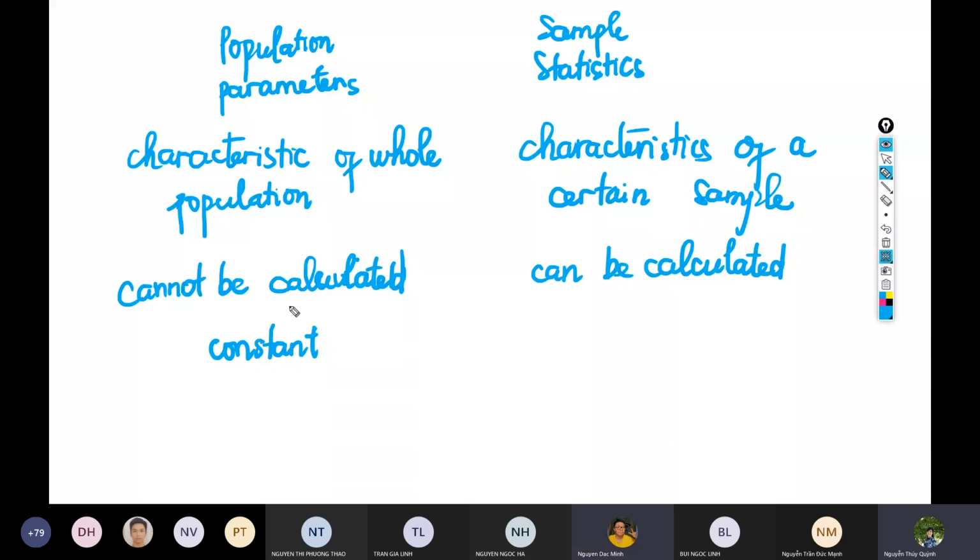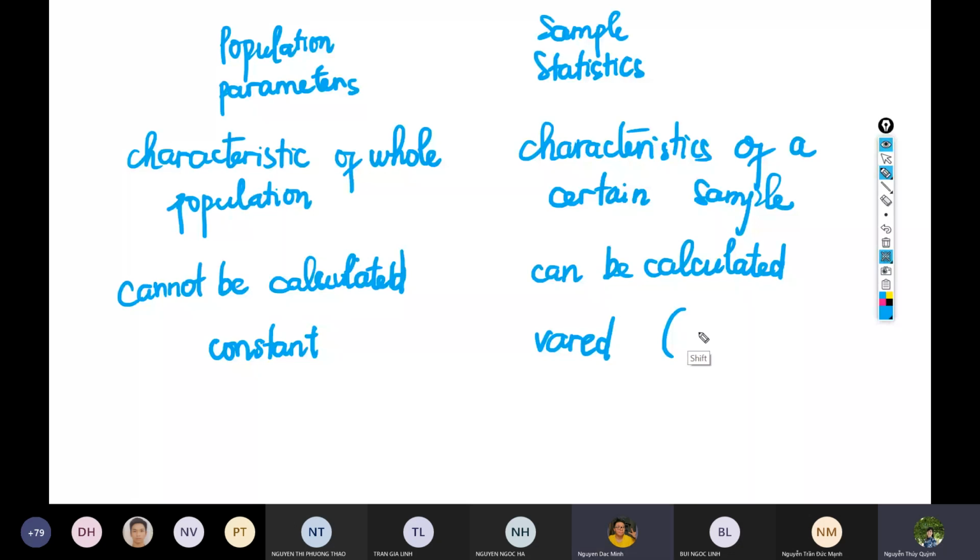All right, how about the sample statistic? Is it constant or does it vary across different samples? It varies across different samples, which means the sample statistic varies. We can say that sample statistics are random. All right, we call it random.